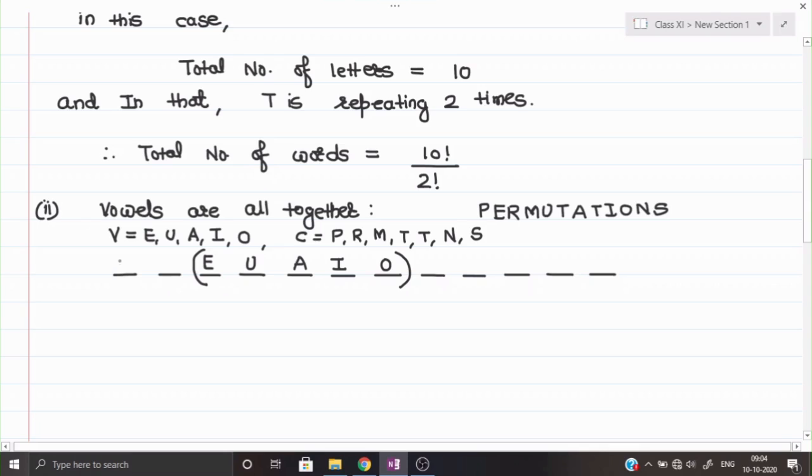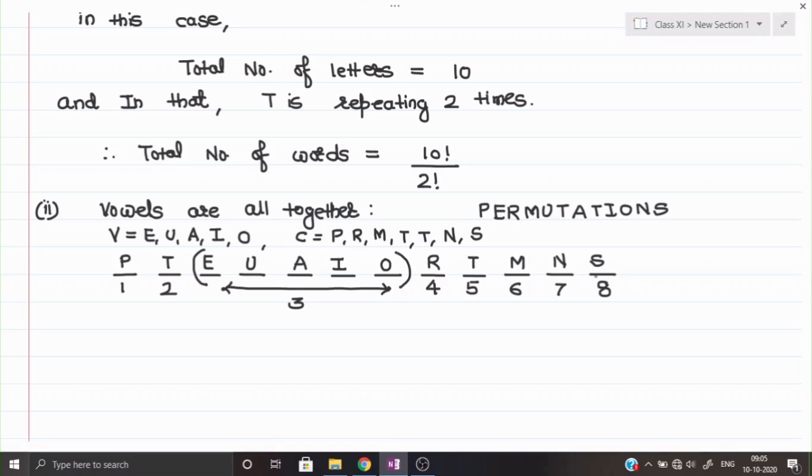Suppose here it is coming P, then T, then here R. Again T I can take, and then I can take M and S. This will be my first place, second place, this will be my one place for the vowel group, then the third place, fourth, fifth, sixth, seventh and eighth. Total number of places is 8 because the 5 are clubbed into one place. So the 5 has become 1 and the remaining 7 places, total 8 places.